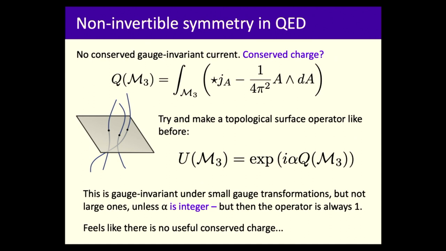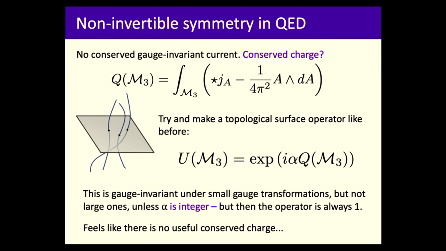Okay, let's try to salvage this. This is not gauge invariant, but I can at least integrate it. Right? Let me integrate it over some codimension one manifold, over some time slice. If I integrate it, then that's better, because the integrated Chern-Simons form is gauge invariant under small gauge transformations that are continuously connected to the identity. Okay? So this Q looks potentially like it might be OK.